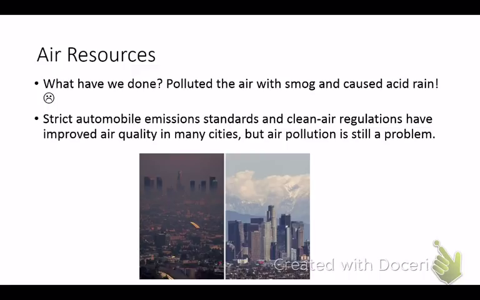So the picture on the left is a picture of LA, I think in the 70s, versus if you look at it now. And that's because we have drastically regulated the amount of pollution we can put into our air. So with smog and acid rain, there were a lot of health problems, and we noticed that. So we have very strict standards on how many emissions cars can have and how many emissions industries can have. And so it has reduced pollution drastically.